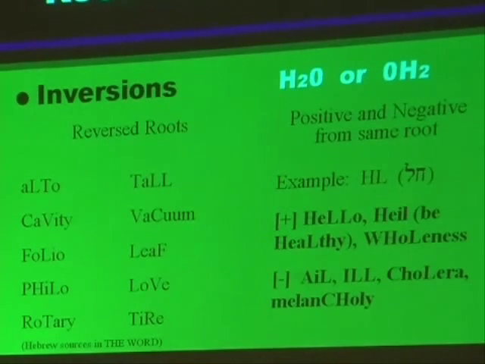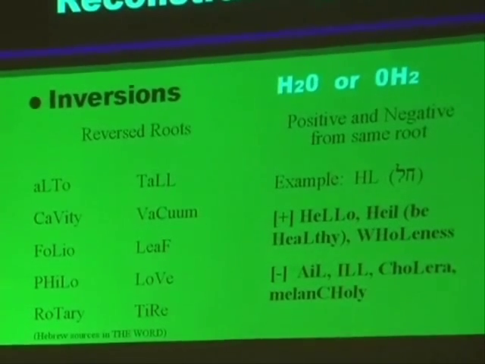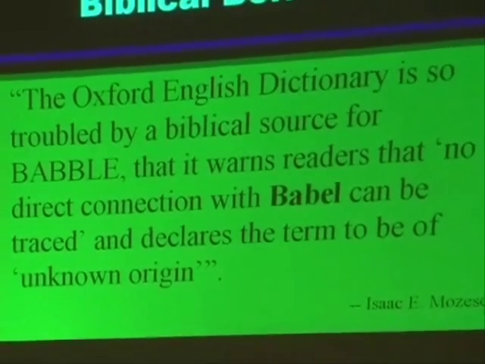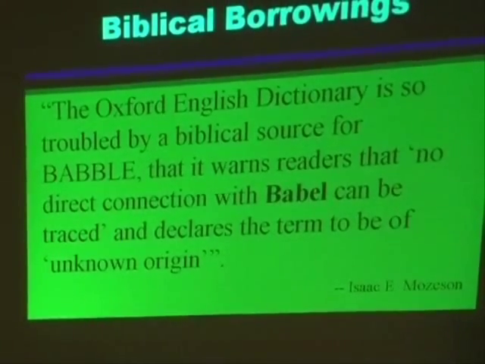Here are inversions. Look at how everything changes the order. Reversed roots, alto and tall. And this one, of course, is something that he decided to add: that in the English dictionary, they don't want to admit that the word to babble comes from Babel. But apparently it does, or could be. They don't know what the origin of that particular word is.